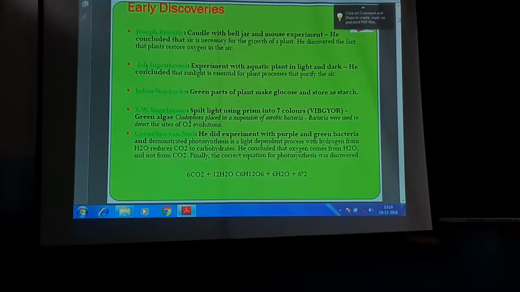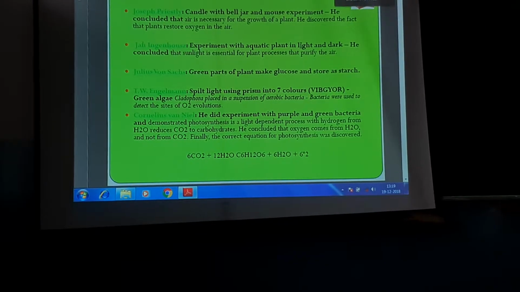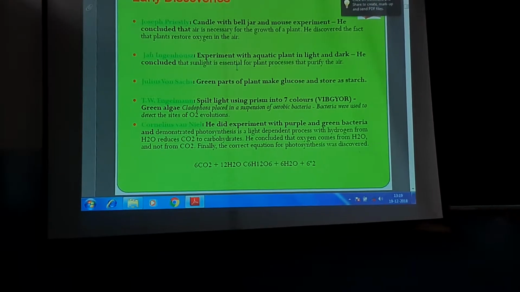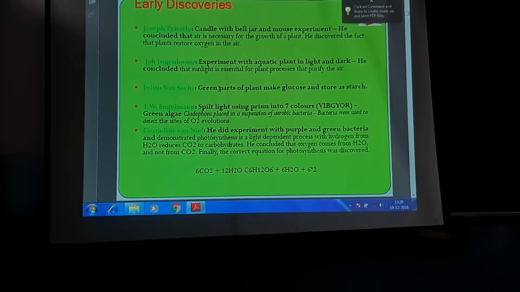Okay. Then Ingenhousz, aquatic plants, he did an experiment to show light and dark, what are the reactions that are going to take place. Light is required for photosynthesis to take place.